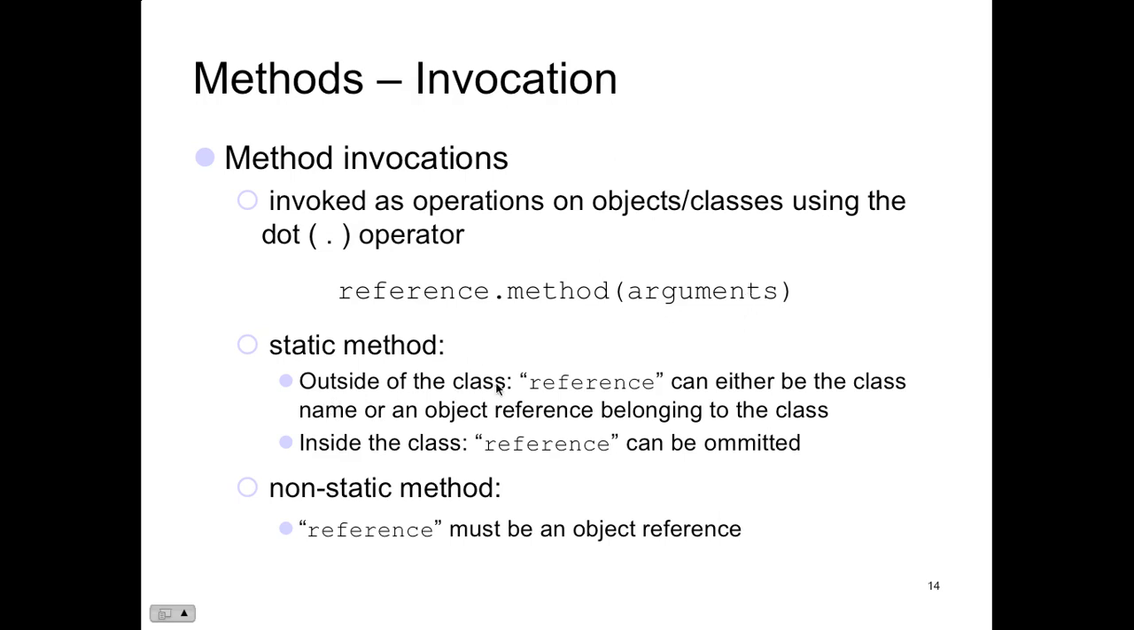Static methods are outside of the class, so the reference can either be the class name, as we saw before, pencil dot increment next value, or the object reference belonging to the class. So you can run it on the object reference P1, P2, or you can run it on the class. If it's a method inside the class, the reference can also be omitted. For a non-static method, the reference must be the object reference. You can't run a method on a class. It's not going to work. And you figure all this stuff out when you start making mistakes as well. You start seeing the error messages that come out of it.